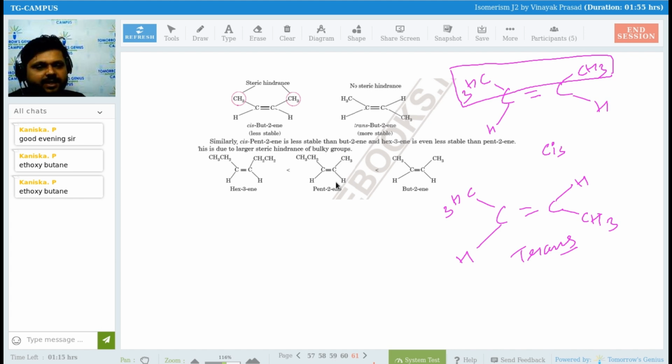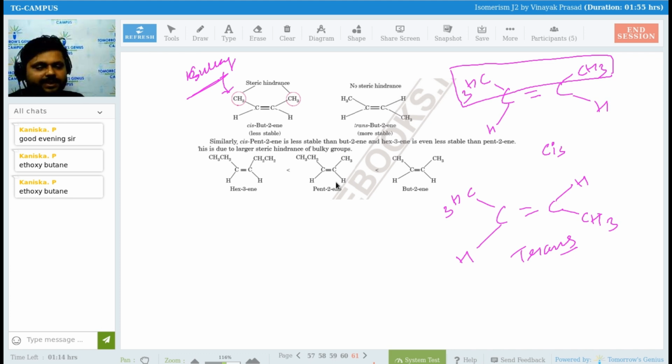So if there is cis form, more steric hindrance will be there. More steric hindrance means what? This is a bulky group, right? If more bulky groups are at the adjacent side, it will create more steric hindrance. Is it okay? Here there will be no steric hindrance because the CH3 groups, that are bulky groups, are at the opposite side.